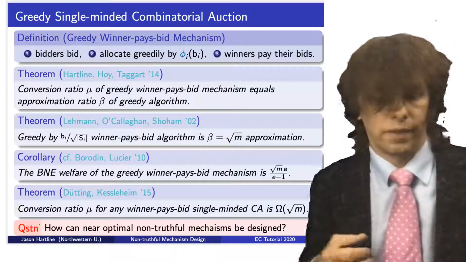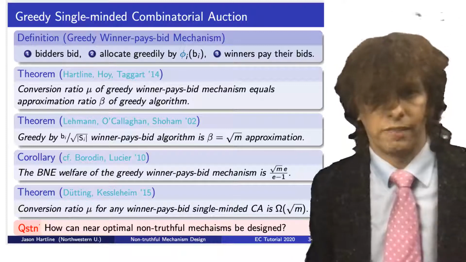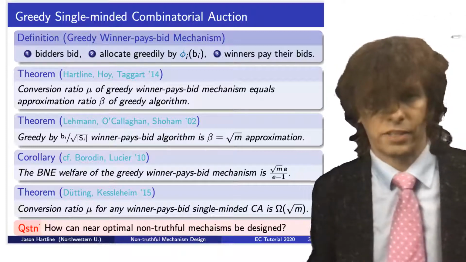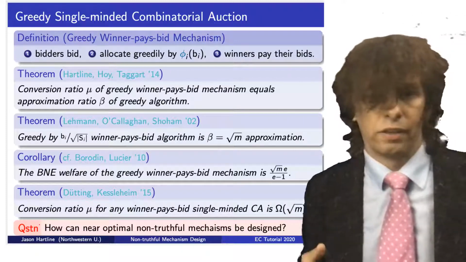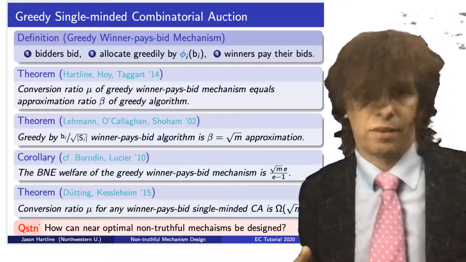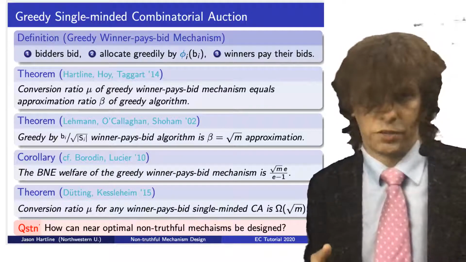Okay, so the question I want to leave you with and close this section out is: how can we design near optimal non-truthful mechanisms?